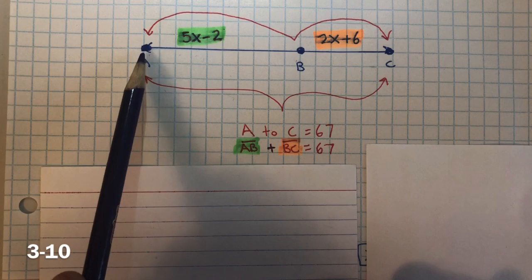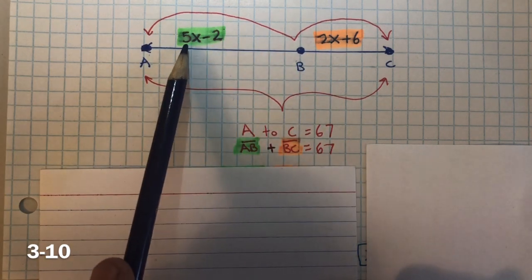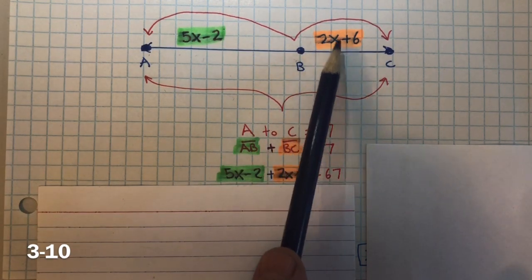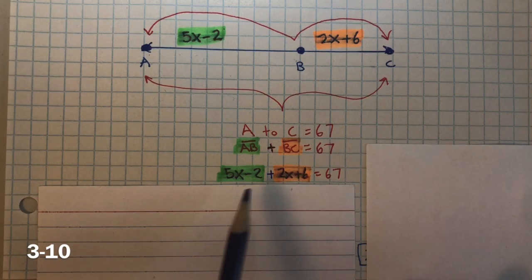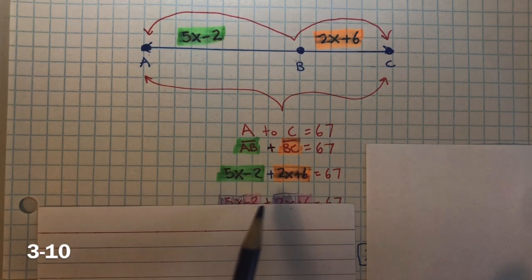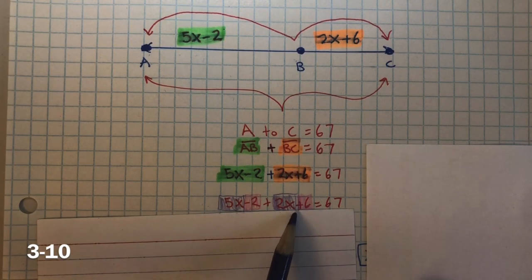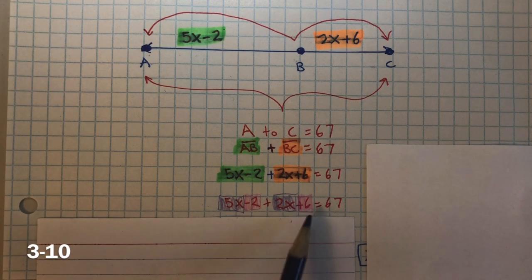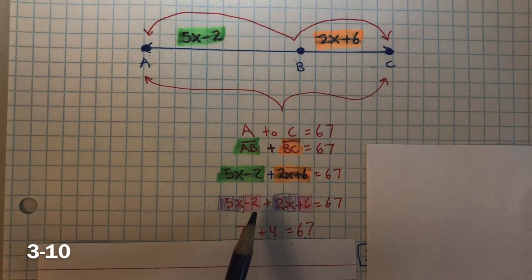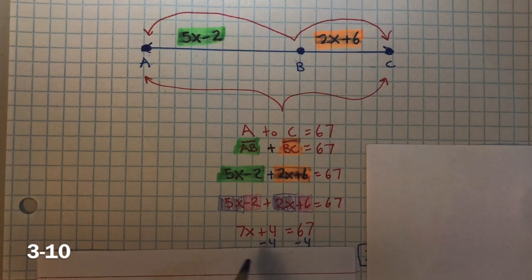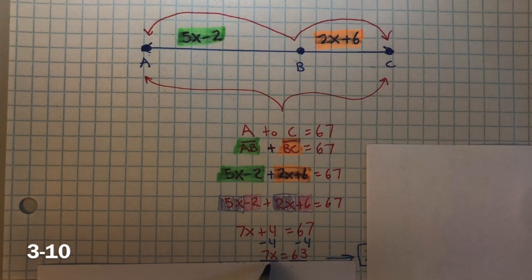So we know that line segment AB has a value of 5x minus 2. And line segment BC has a value of 2x plus 6. So if we add the like terms, here we have 5x and 2x, those are like terms, and then negative 2 and positive 6. So 5x plus 2x equals 7x. Negative 2 plus 6 equals positive 4. And now we solve for x. Subtract 4 from both sides, and we end up getting 7x equals 63.